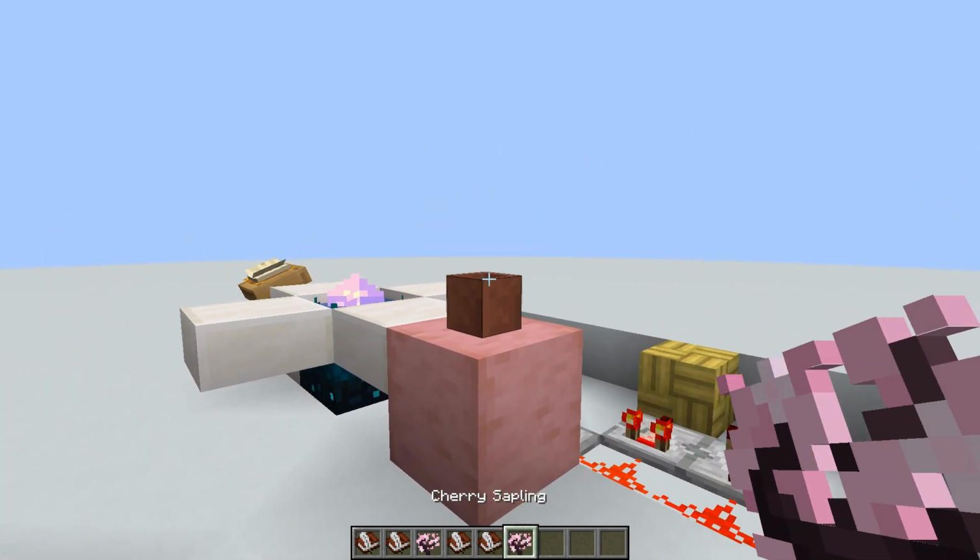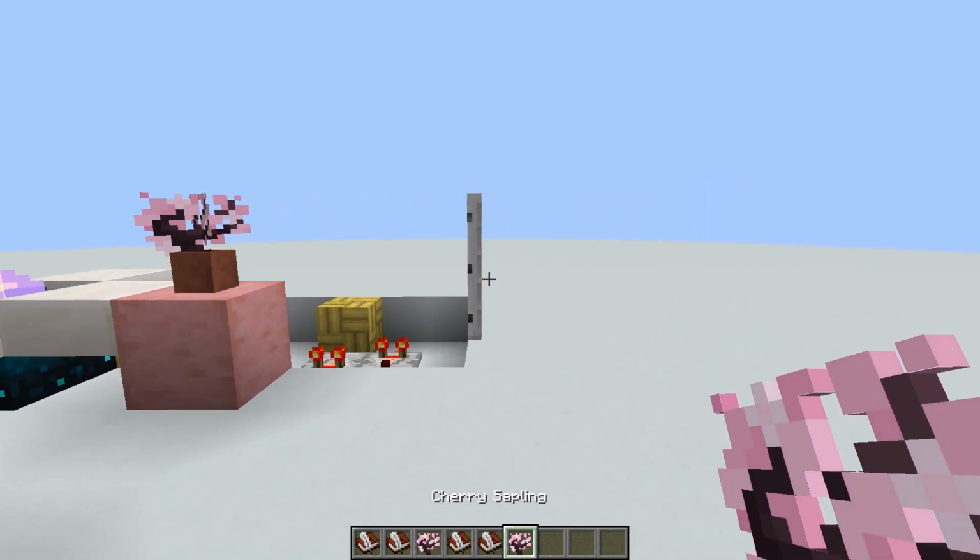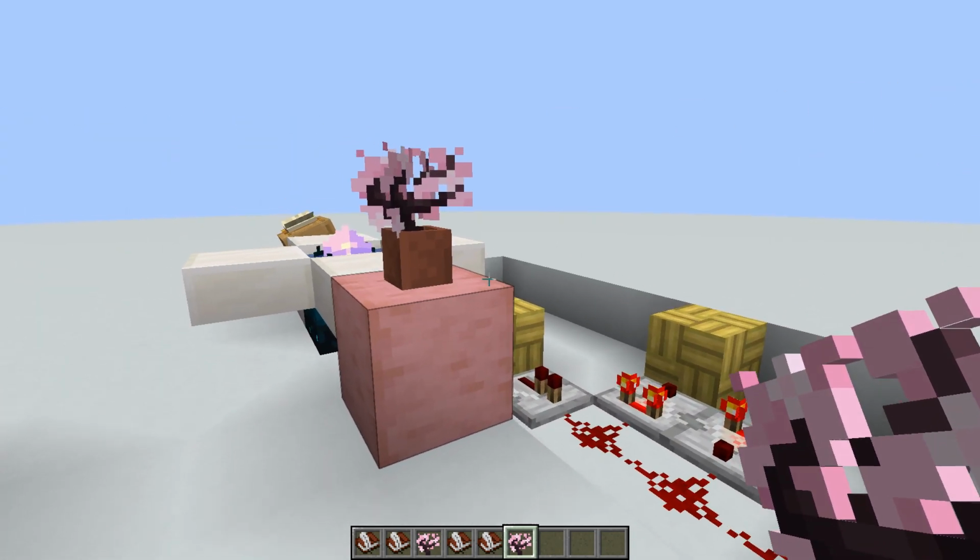So let's try it out. We're going to interact with the block. You can see the door has opened. And when we put this back, it's also going to open again because that's an interaction.